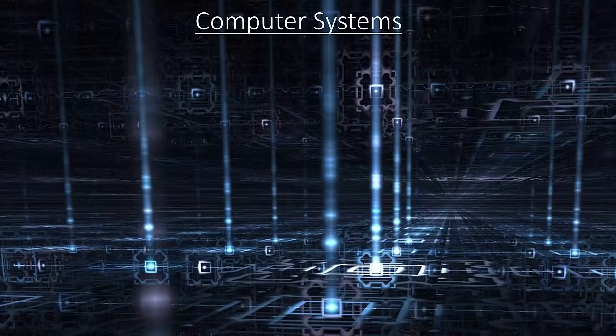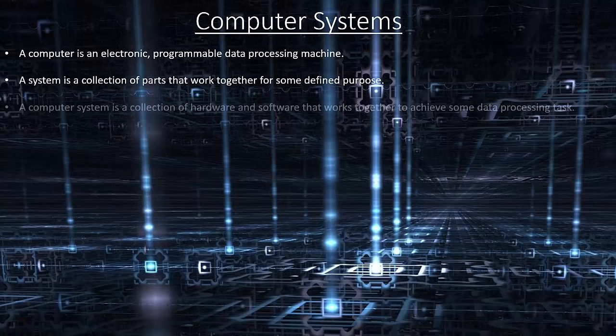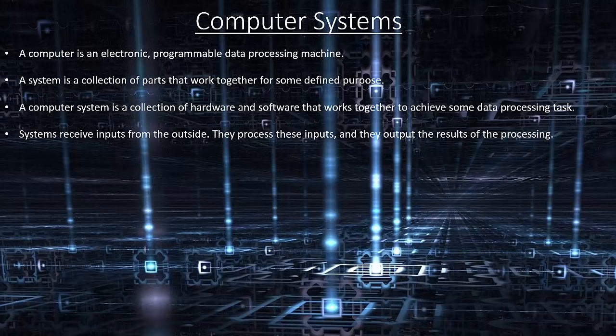Computer systems. A computer is an electronic programmable data processing machine. A system is a collection of parts that work together for some defined purpose. A computer system is a collection of hardware and software that works together to achieve some data processing task. Systems receive inputs from the outside. They process these inputs and they output the results of the processing.